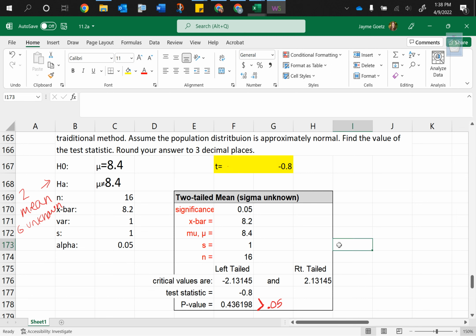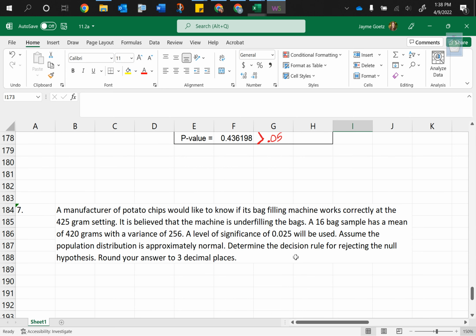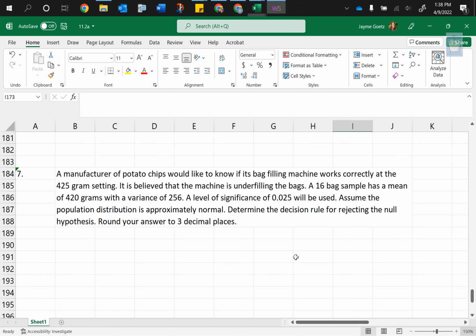All right, let's go to number 7. On number 7, a manufacturer of potato chips would like to know if its bag filling machine works correctly at the 425 gram setting. It's believed that the machine is underfilling the bags. A 16 bag sample has a mean of 420 and a variance of 256. That's a sample variance. It's in the same sentence.